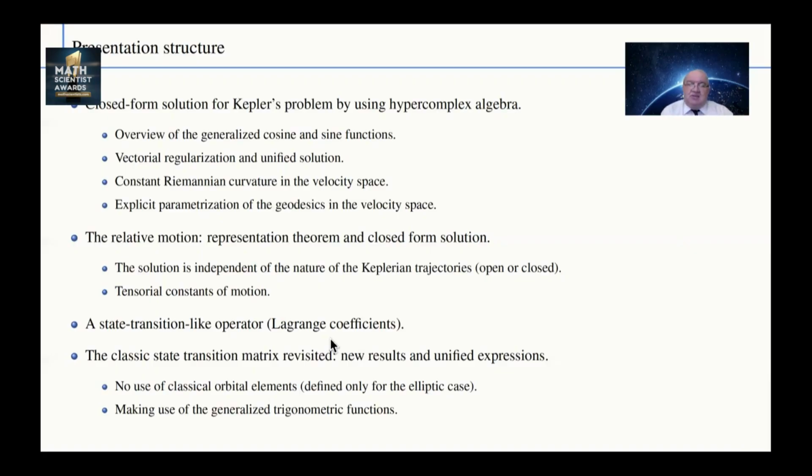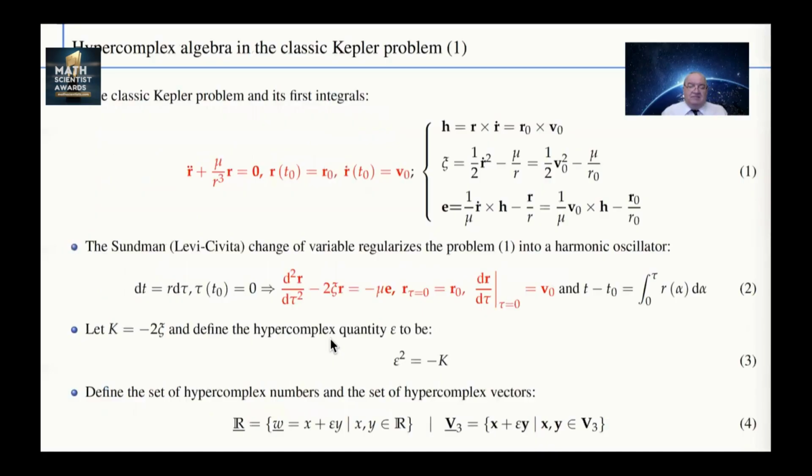It presents the solution as independent of the nature of Keplerian trajectory, open or closed, and we obtain the tensorial constant of motion. 3. A state transition-like operator, similarly to Lagrange coefficient. And 4, the classic state transition matrix revisited, new results and infinite expression. Now we use the classical orbital element and make use of general Z trigonometric function.